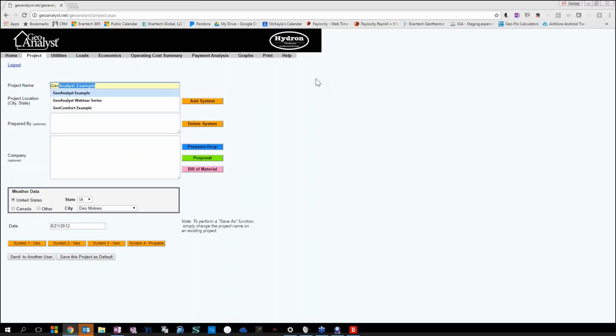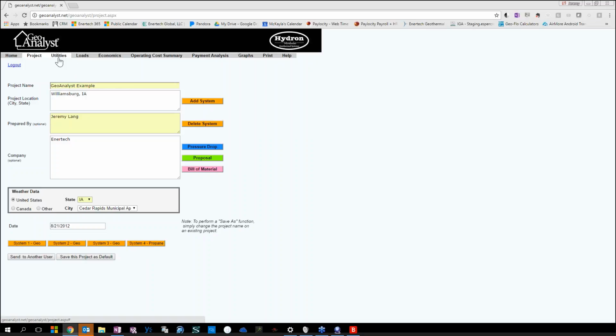Now, for some reason, that stuff didn't save. I'm not sure why. But I can type pretty quick, so we'll get this rolling here. All right, so GeoAnalyst example, I've selected my city. I've got 4 systems racked up here. I'm going to do System 1, 2, 3, all geothermal, and System 4 will be a propane comparison.